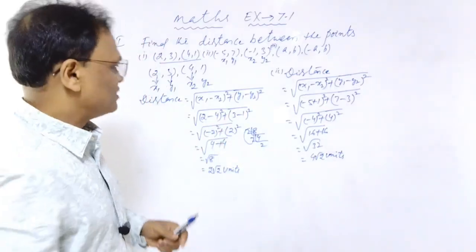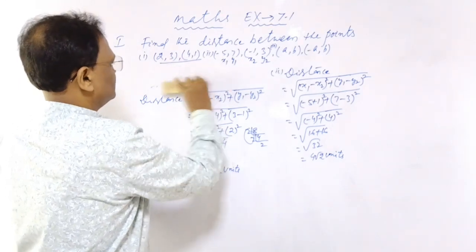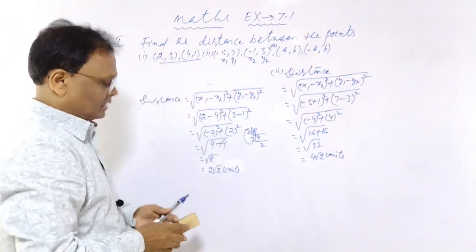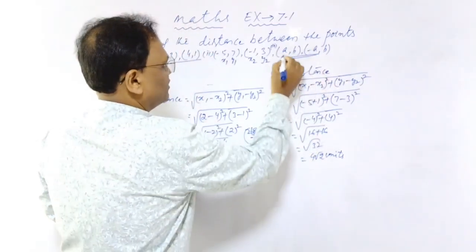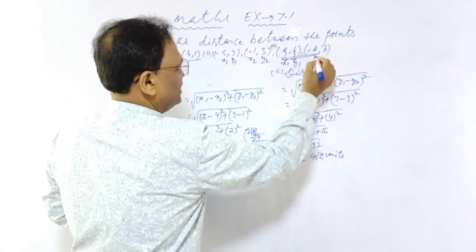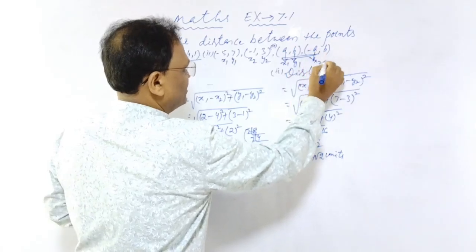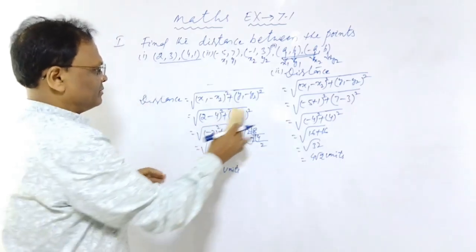Now the third one. Let's do the third one. x1 is a, y1 is b, x2 is minus a and y2 is b. Just apply the same formula.